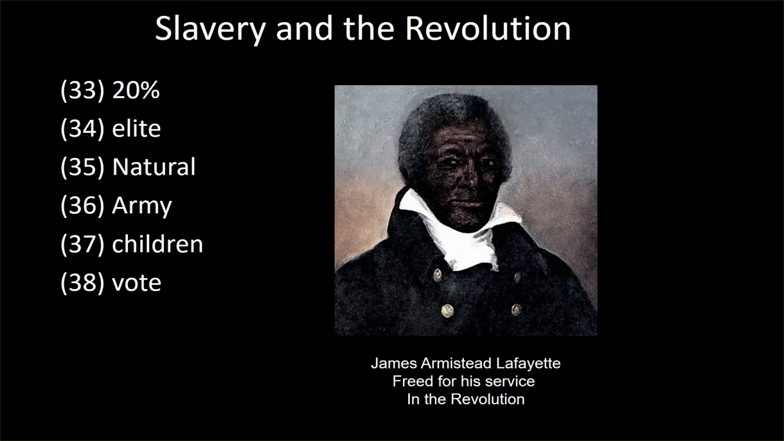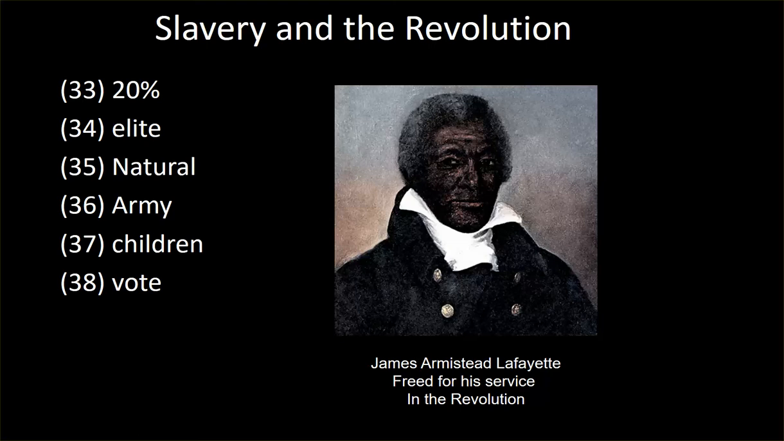When Charleston, South Carolina, was under attack by the British, the leaders of South Carolina debated whether they should free slaves in exchange for those slaves helping defend the city. And they decided not to do it. They would rather lose Charleston than free the slaves. And they did lose Charleston.